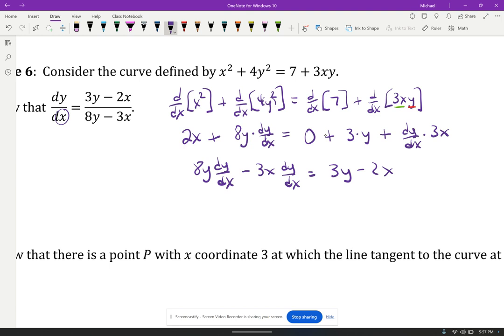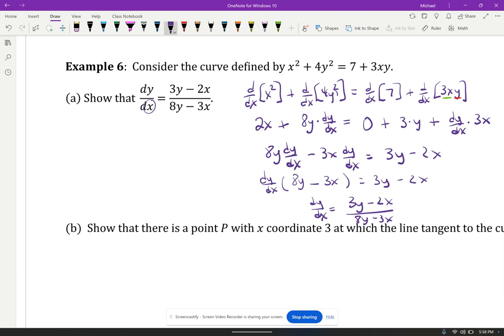Next step, factor out a dy/dx. If I do, that's going to leave me with 8y minus 3x. And if I divide both sides by the parenthetical expression here, then dy/dx is 3y minus 2x divided by 8y minus 3x. Did I show what I needed to show? I did. I can see that this is the same as this.